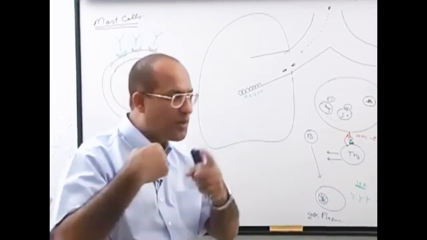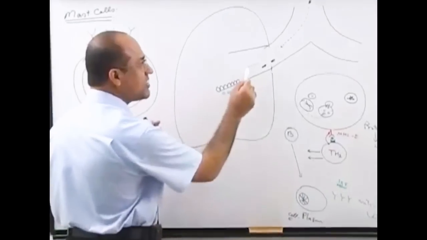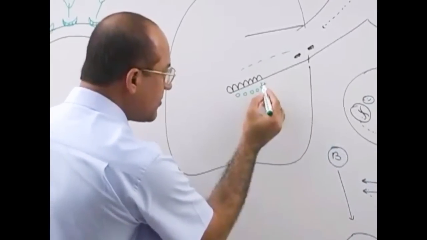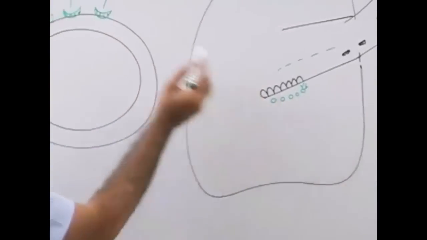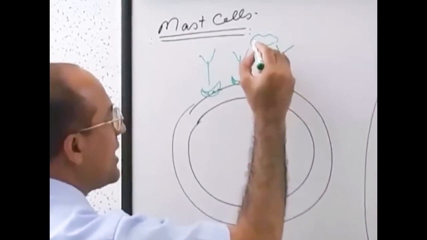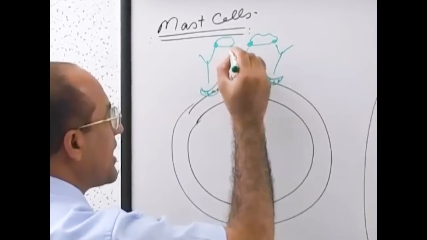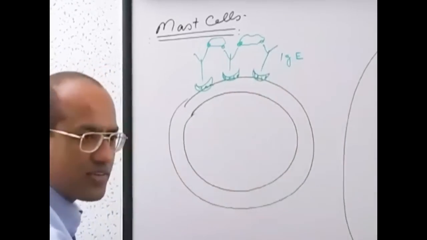When next time pollen comes again, because next time when pollen antigen comes again, these cells have anti-pollen IgE, and pollen will bind here. Now look here. Here is pollen antigen which binds here and here, and pollen antigens will cross-link IgE on the surface of mast cells.